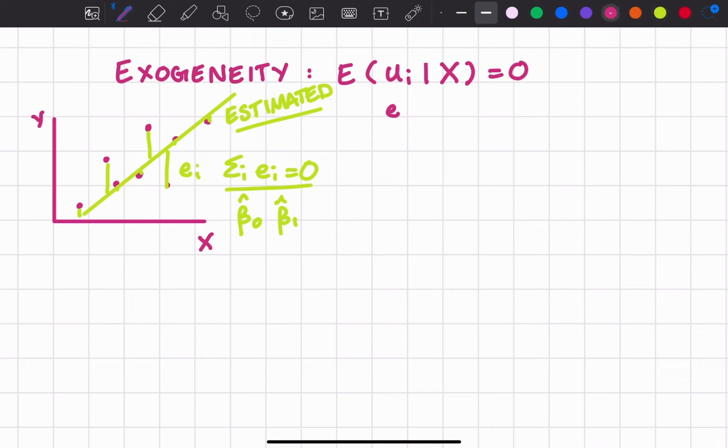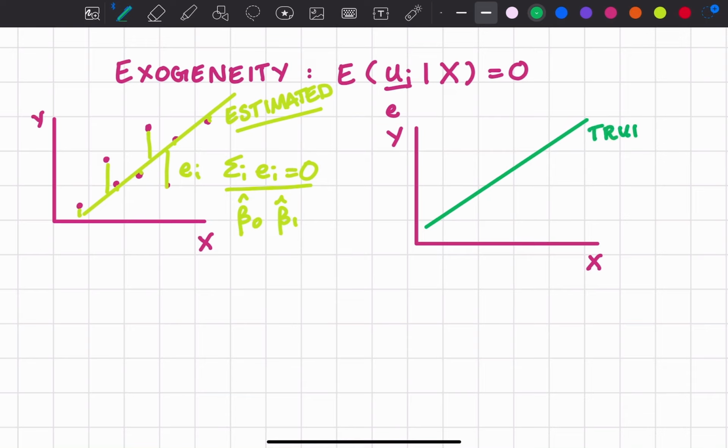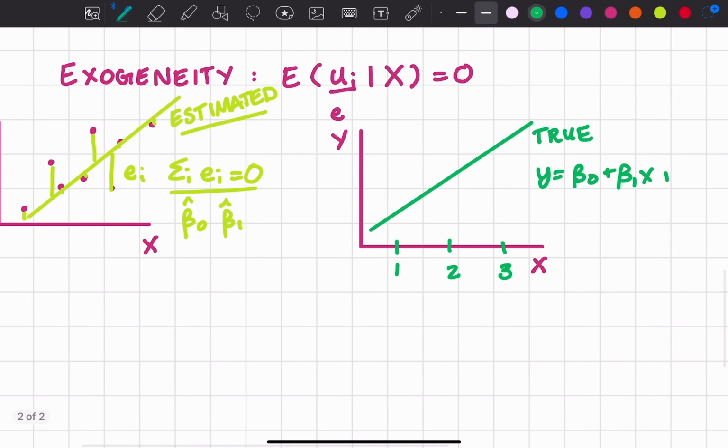Versus, let's talk about U, the unobserved disturbance. And over here, we're going to have the true model. So this is not the estimated line of best fit. This is the true line of best fit. And let's say X takes on a 1, a 2, and a 3. And the true model is that Y is some true beta naught plus some true beta 1 X plus U.